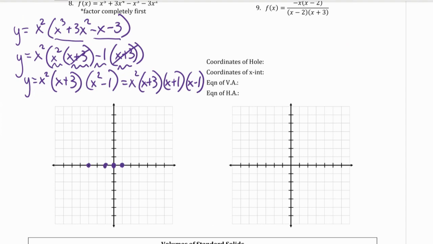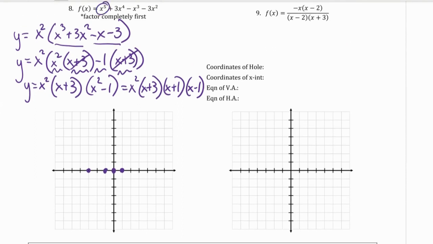Now, because this is a positive x to the 5th, we're going to start up here in positive land. If it was a negative x to the 5th, it would start down here. But it's going to start up here, and then we pass through 1. Now, we have to go back to 0, but because it has an even multiplicity, there is a bounce, which means it's not going to pass through. It's going to bounce off. Then I have a 0 at negative 1, which I just cross through. And then I have a 0 at negative 3, and I just cross through.